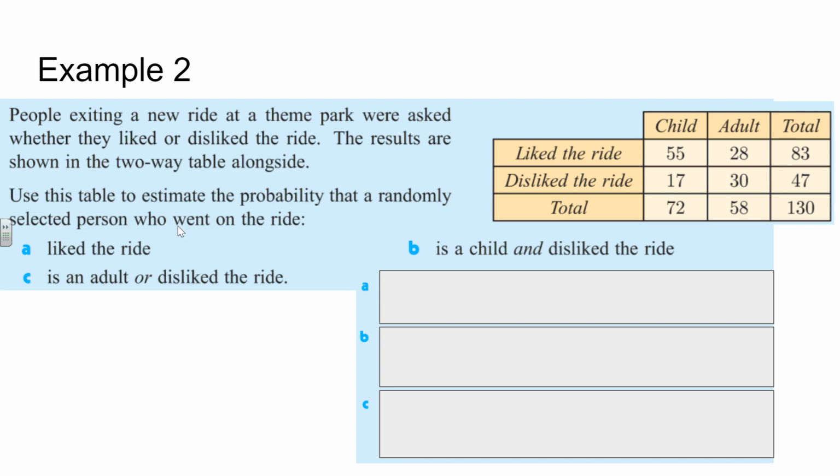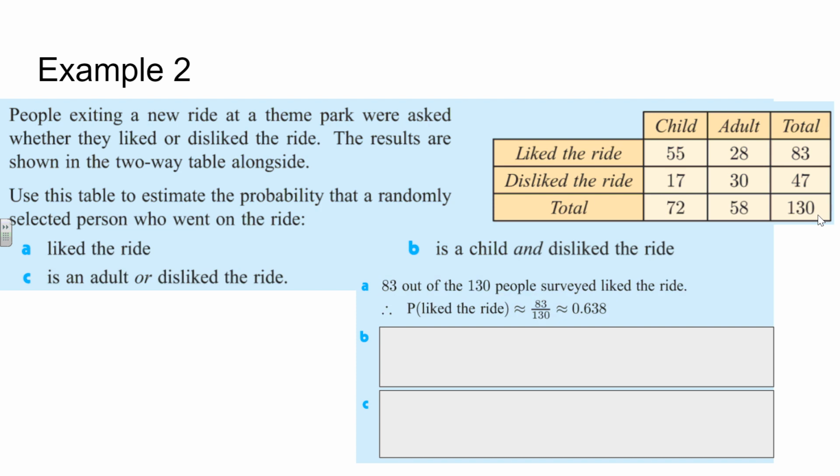Question A just says, what's the probability that a randomly selected person liked the ride? Well, how many people liked the ride? 83. How many people total were on the ride? 130. So it's 83 out of 130, or about 0.638. I do want to take a moment here to point out the notation that is used. When we're writing probability statements, we put an uppercase P on the outside, that stands for probability. And then on the inside is what we're talking about the probability of. So in this case, the event is that they liked the ride.